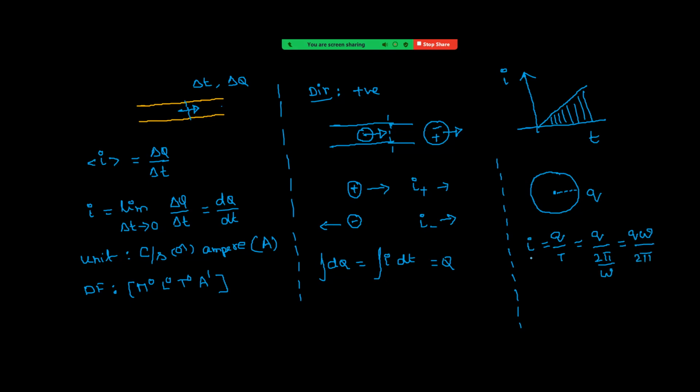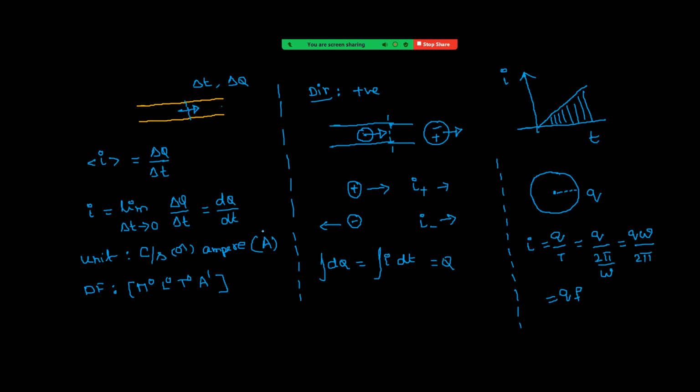Okay. So whenever a charge is revolving in a circular path, because of its motion, the equivalent current is given by q omega by 2 pi. Or the same thing we can say here, it is 1 by T, nothing but frequency. So q into f. So we can expect some easy problems, simple questions like this, based on the definition of current.